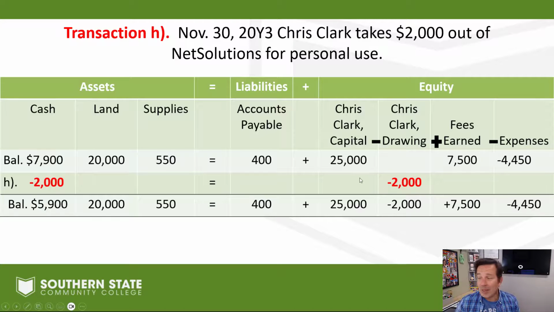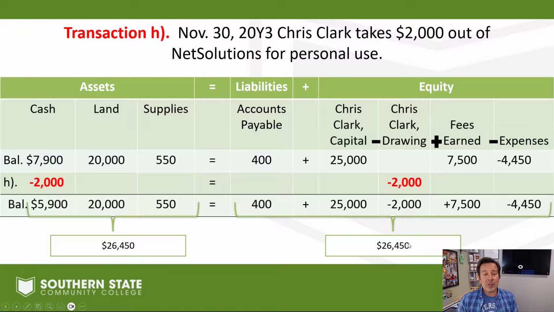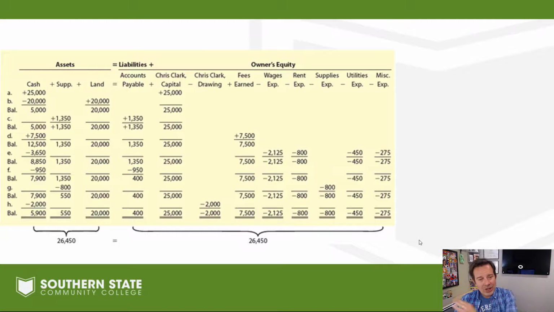$2,000 in equity. Our final balances, $5,900 in cash, $20,000 in land, $550 in supplies, $400 in accounts payable, $25,000 in capital, a $2,000 subtraction from equity through drawing, $7,500 added to equity from revenue or fees earned, and then $4,450 subtracted from equity through the various expenses that we incurred. Add it all up on the asset side, $26,450. On the liabilities plus equity side, $26,450. Put it all together in one place.